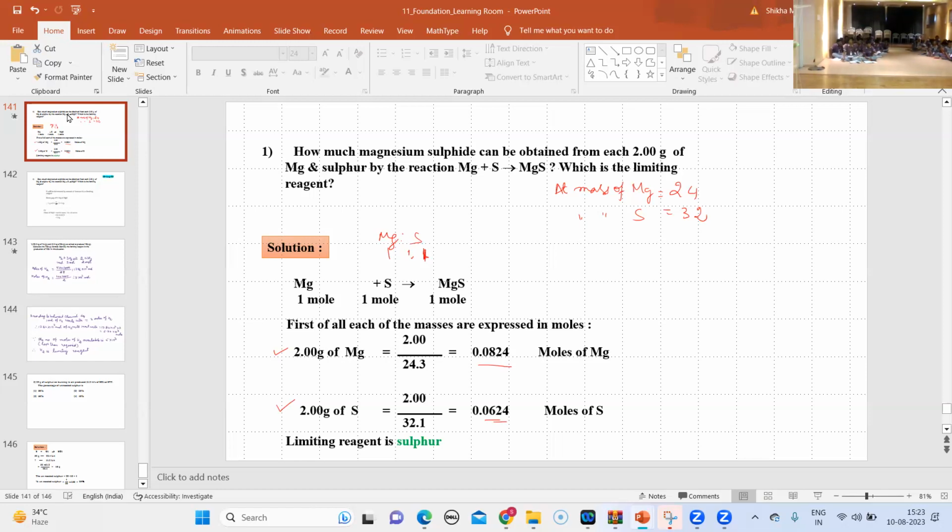MG plus FGS, NGS 2 grams of MG and 2 grams of sulfate. And there are lot of amounts of MGS.